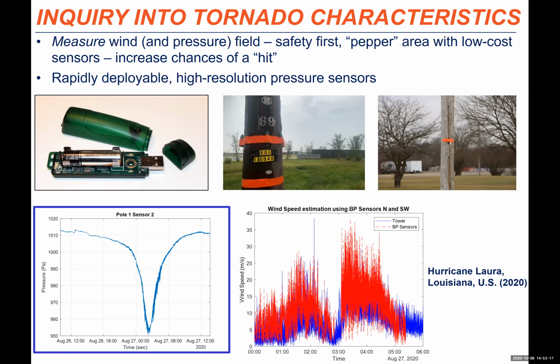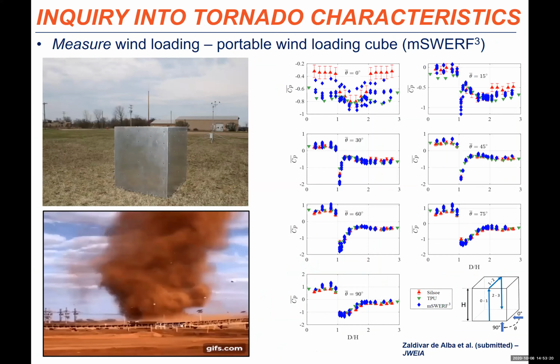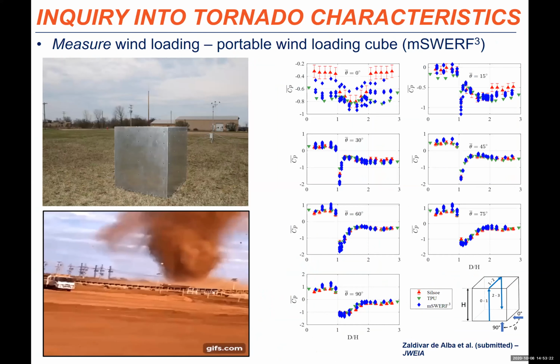And not just measuring the wind speed or barometric pressure characteristics, we also want to measure wind loading. We've created a portable wind loading cube that we call MSWRF cubed to measure wind loading in these events. We've done some testing, and it compares very well to full-scale cubes like Silsoe and cubes tested in the wind tunnel. We obviously would like to get this in a tornado, but we're going to start in the spring looking at dust devils. They have very similar near-surface vortex characteristics to tornadoes, and we think we have a better chance to actually capture full-scale loading using dust devils.